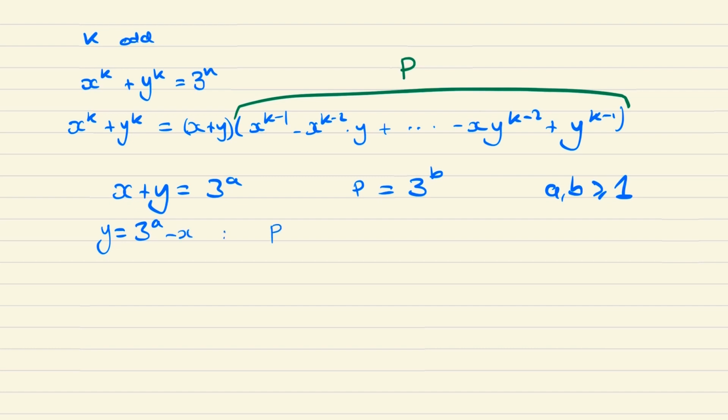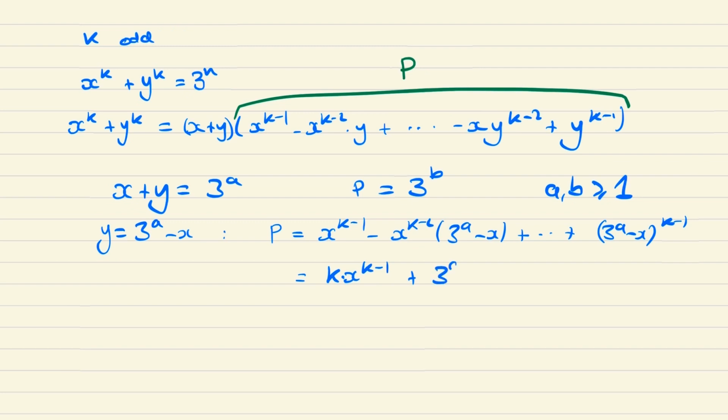and if we sub this into the polynomial p, we can see that this will equal x to the k minus 1 minus x to the k minus 2 times 3 to the a minus x, and upwards until we arrive at 3 to the a minus x to the k minus 1. And what we'll notice is that we have x to the k minus 1 appearing k times, and then the other terms will just be some power of 3 to the a times some other polynomial q.